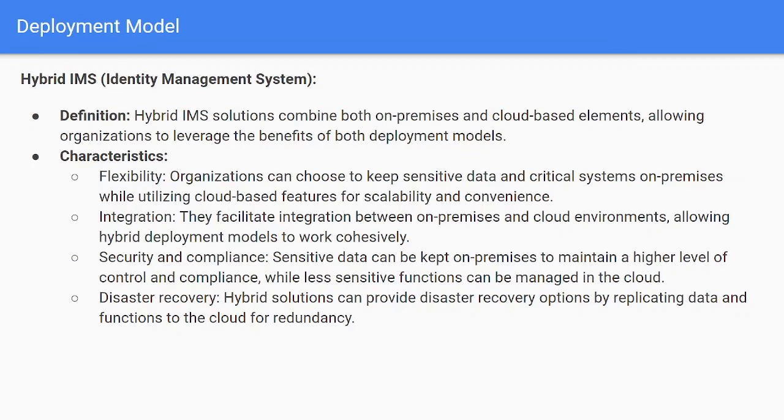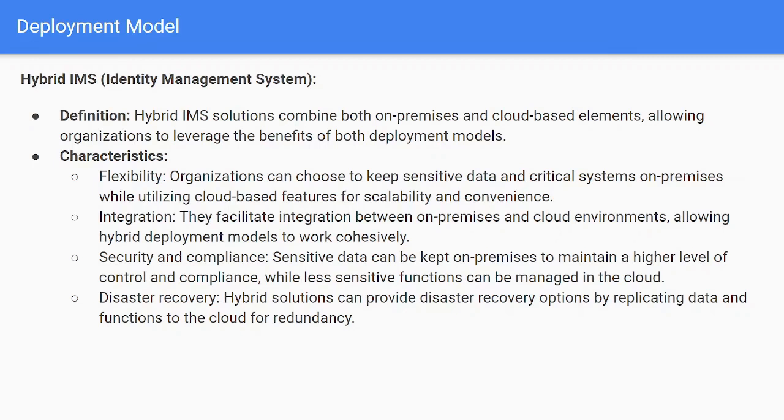Number one, we have flexibility. Organizations can choose to keep sensitive and critical systems on premise while utilizing cloud-based features for scalability and convenience. You understand? So the core systems, the sensitive systems of an organization, can be stored on premise. They have their in-house servers where they keep their sensitive and critical systems. And the cloud-based one is where they make use of the scalability and convenience features, for less sensitive data.